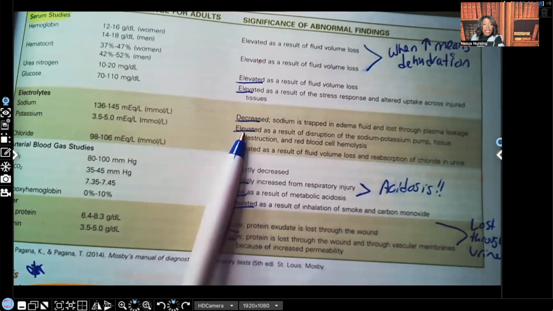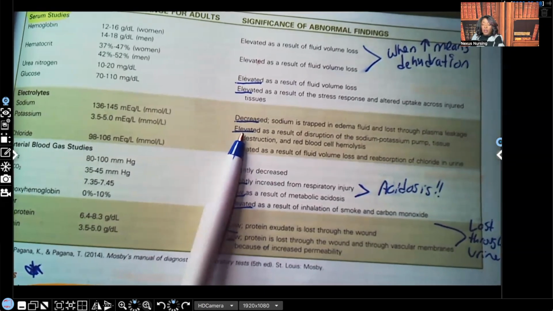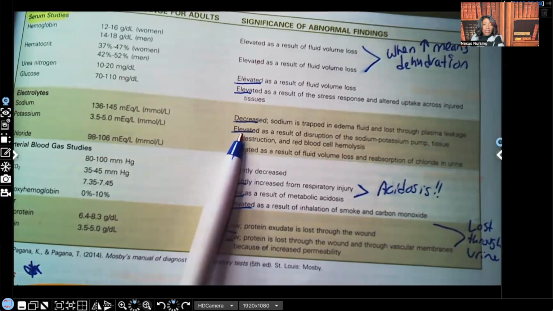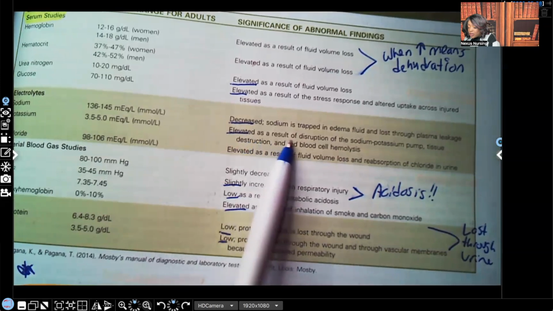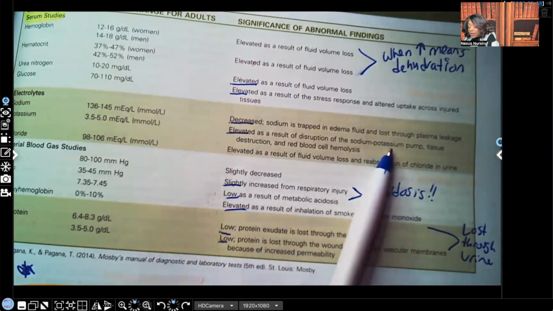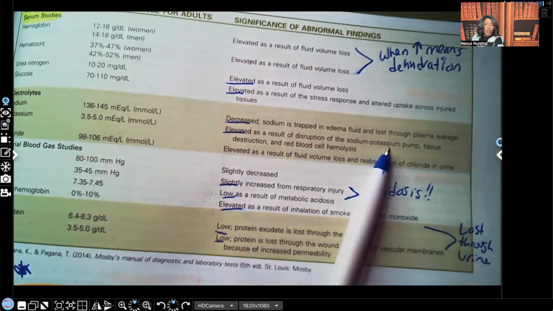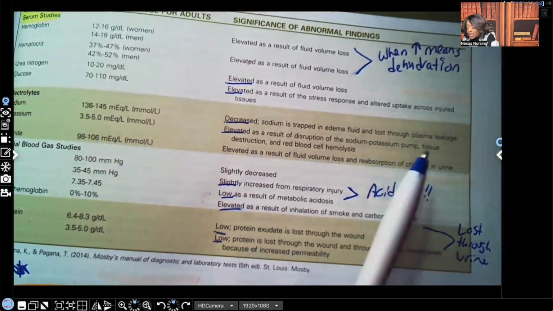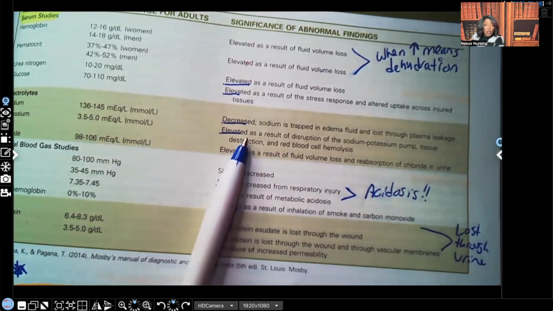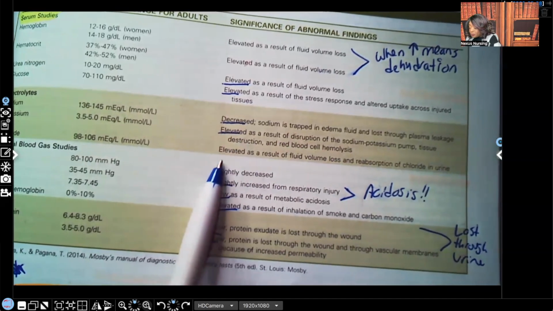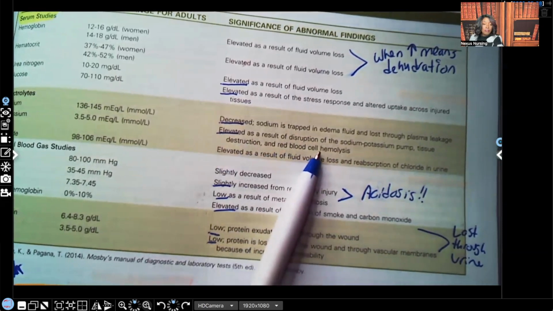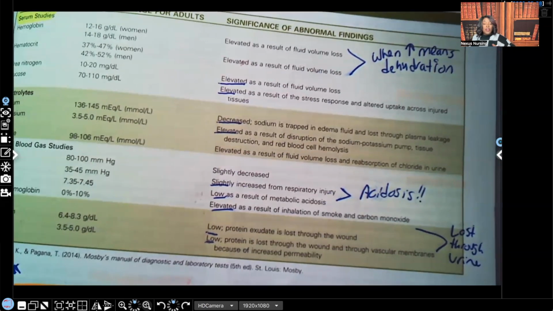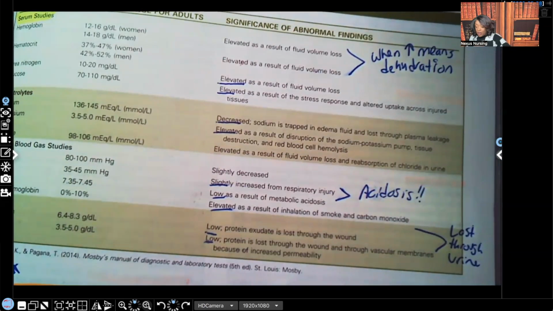Remember that potassium's increased because those cells are releasing all that potassium. So the potassium's elevated as a result of disruption of the sodium-potassium pump. And you guys know the sodium and potassium go the opposite ways. So if sodium's going down, you know the potassium's going to be up. Tissue destruction, as those tissues are destroyed, those cells release potassium. And red blood cell hemolysis. So you need to know during burns, the potassium is up and the sodium is down.